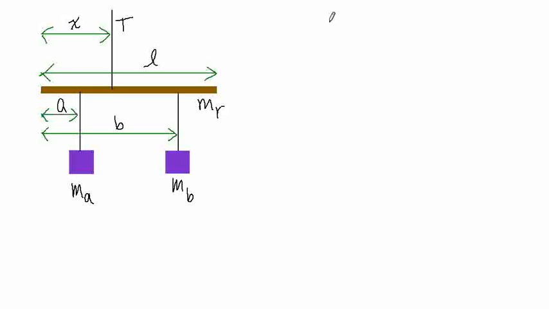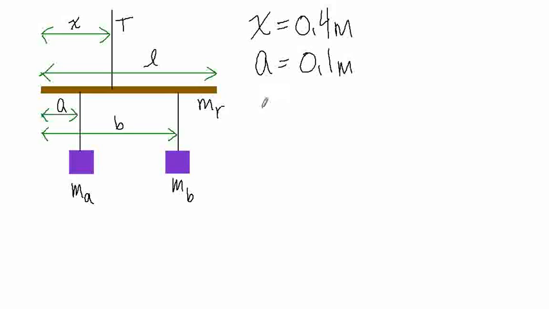Now the distance of the point of contact of the cable above the meter stick, the point of contact with the meter stick, the distance from the left side is denoted by x. All right, and x is equal to 0.4 meters. The distance of the point of contact of the cable suspending one of the hanging masses with the meter stick, the distance from the left side, is denoted by A, and A is equal to 0.1 meters. And then the corresponding distance for the other hanging mass is denoted by B, and B is equal to 0.6 meters. The length of the meter stick is denoted by L, which is 1 meter.